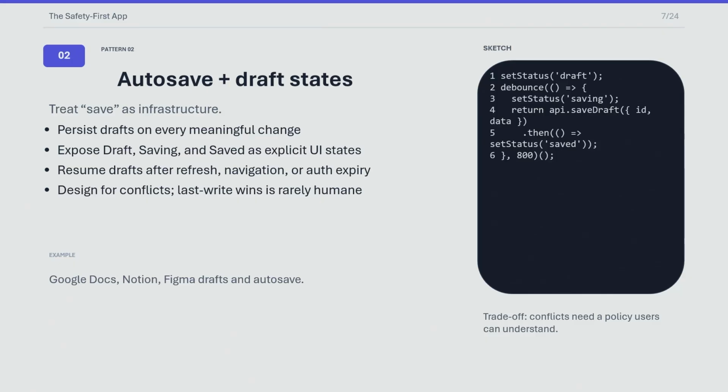You need to treat save as infrastructure. Persisting drafts on every meaningful change is very important. You want to give the user reassurance that if, for instance, I get up right now because my kid called me over, or I'm just fetching a cup of coffee, when I get back it's not going to kick me out and start over from the beginning again. It's a very meaningful change for the user.